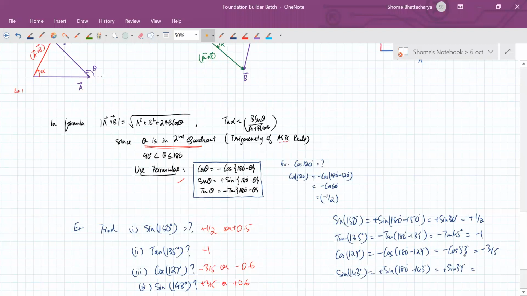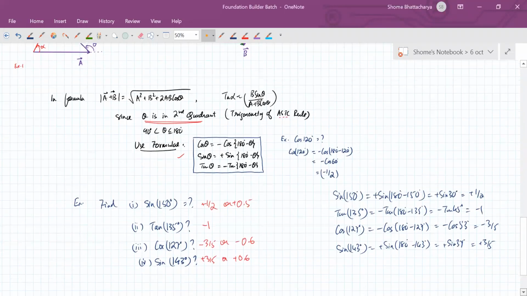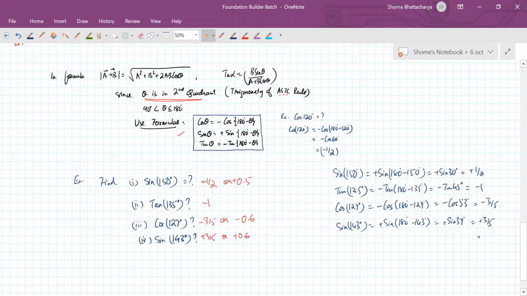So sine 37 is the same as cos 53, 3 by 5. So this time it comes with a positive sign. Okay, so this is something you should be practiced at. You should know how to use this. Correct, Vivek. So that's correct. Okay, so now we have to just use this formula in the triangle law.